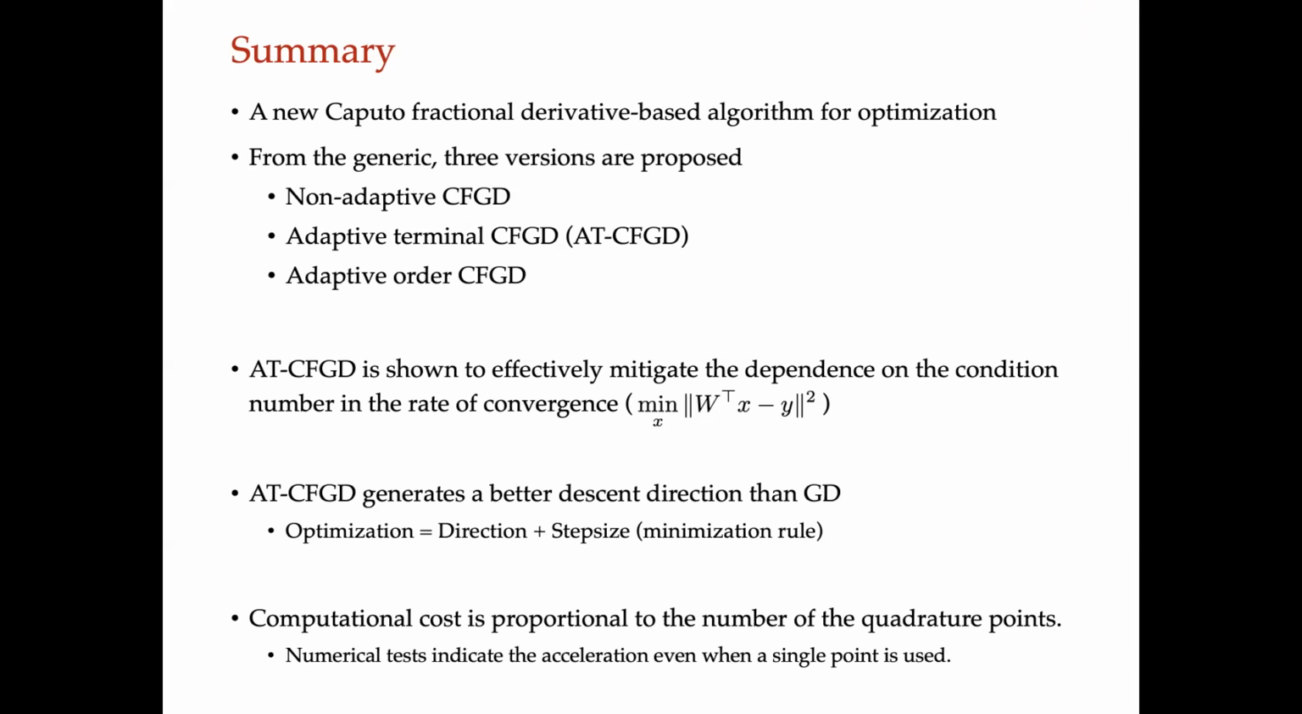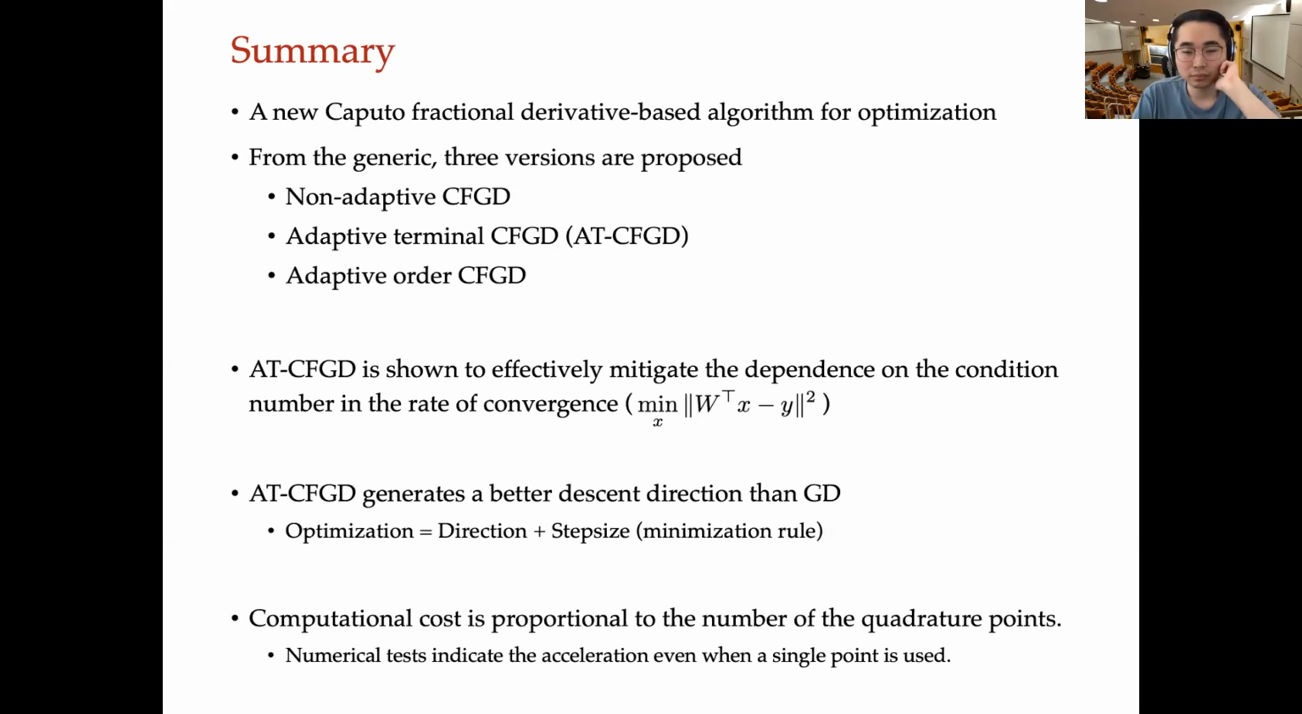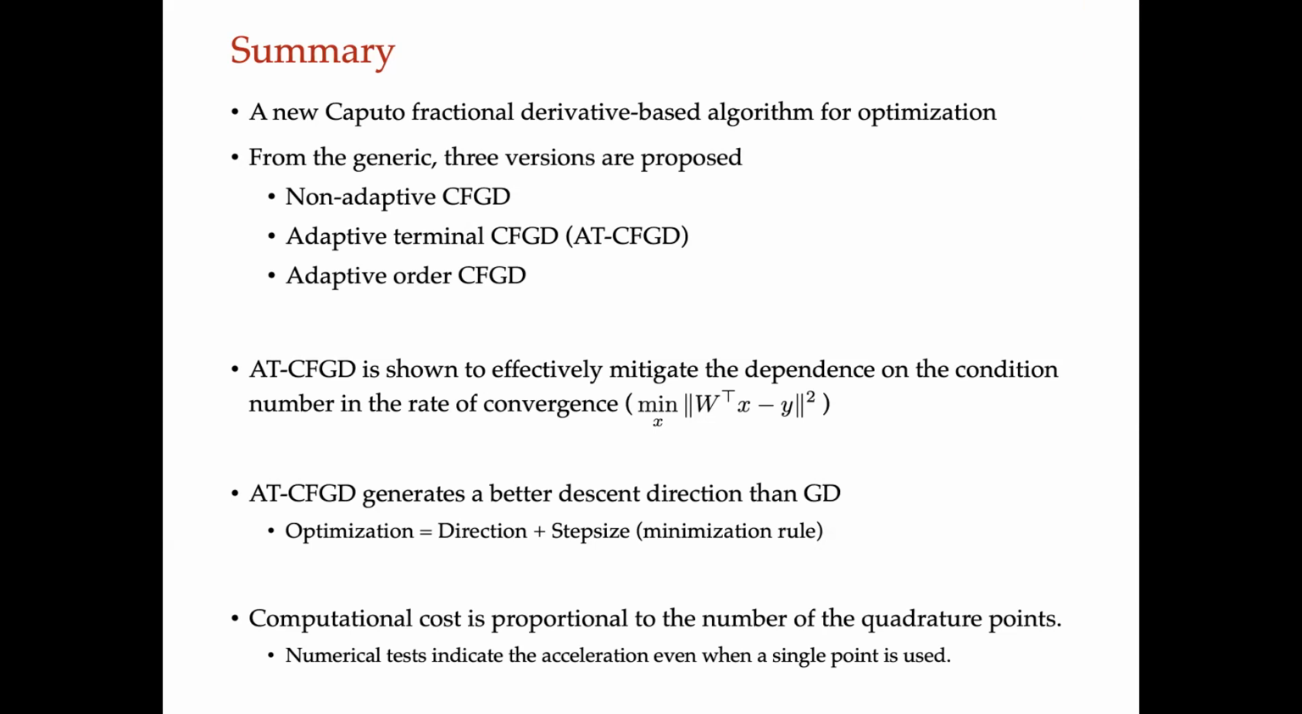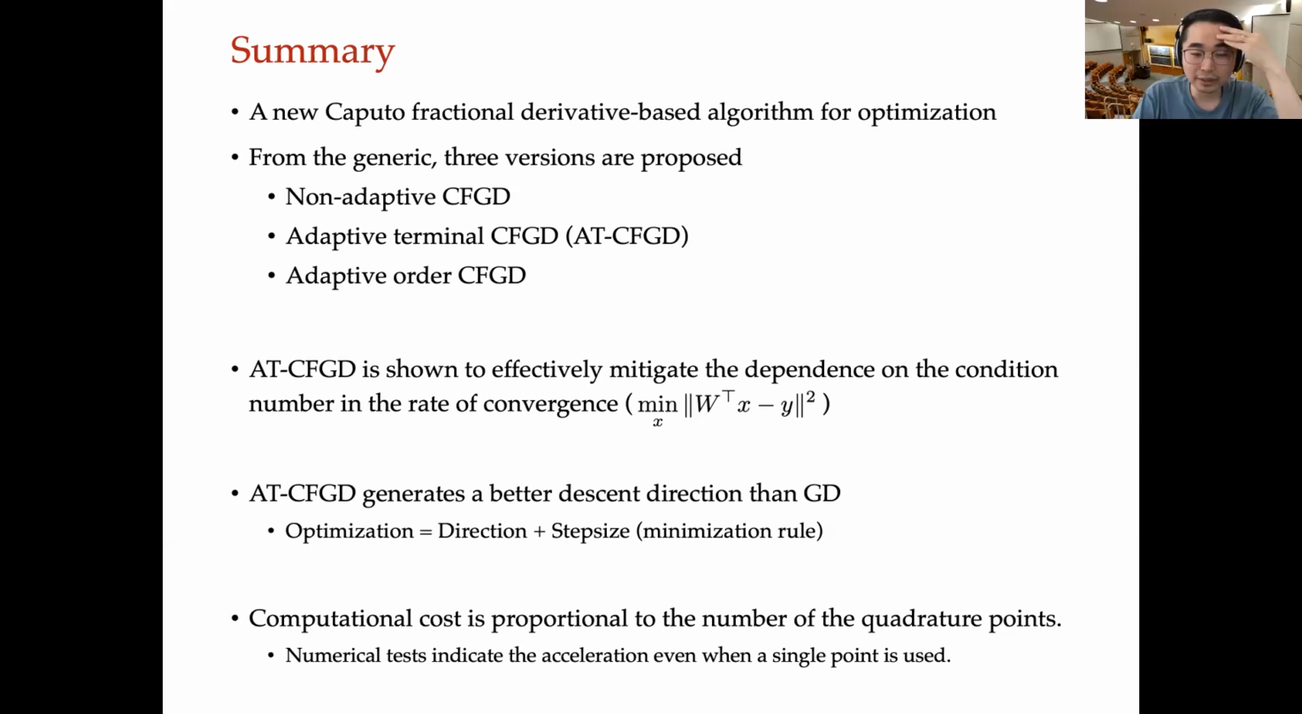I don't see a better way to compute the Riemann-Liouville derivative rather than the Caputo derivative. I see. Caputo derivative is better for gradient descent. I see. Yeah, thank you for that comment. Yeah, that's helpful.